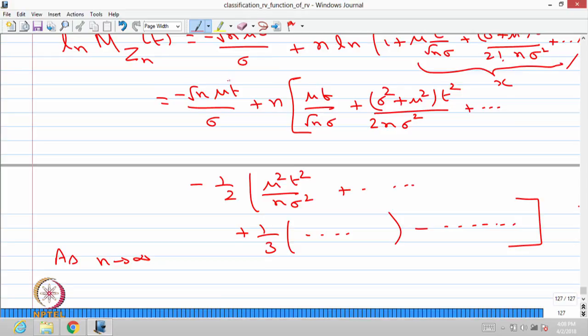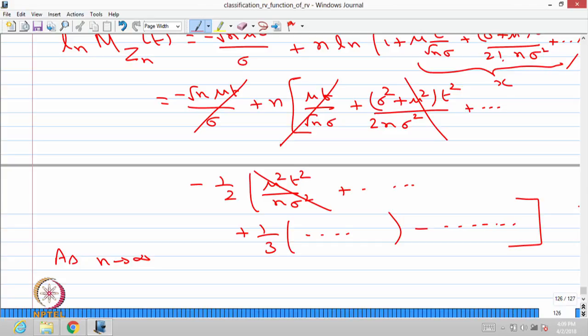Not only that, this one and this one cancel, whereas the sigma square plus mu square t square, this one with the first term here, that cancels. So, the left out is sigma square t square divided by 2n sigma square, that will be cancelled with n in the numerator. So, you will have only sigma square t square by 2 sigma square, which also cancels. So, you will be left out with t square by 2.